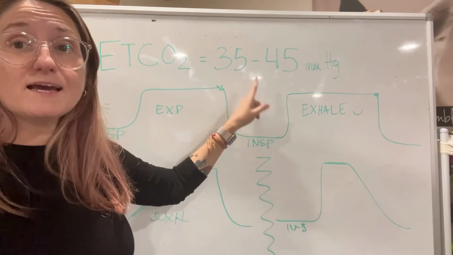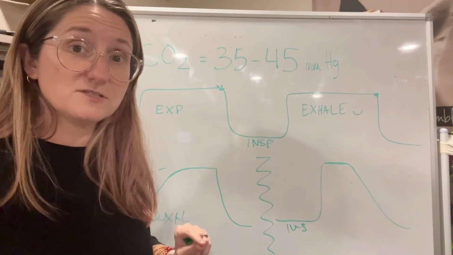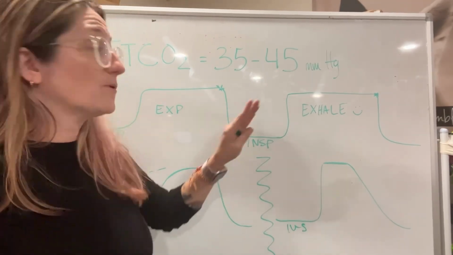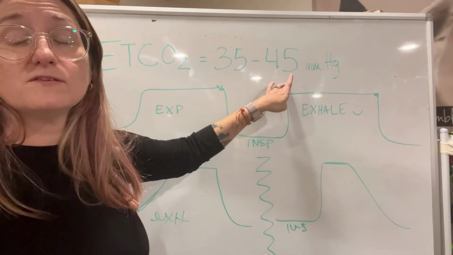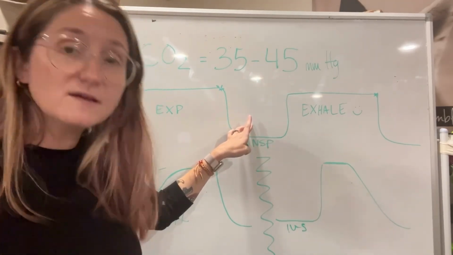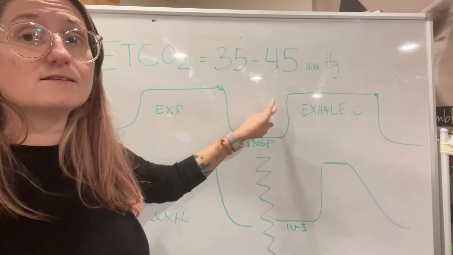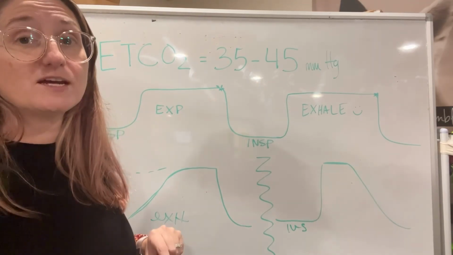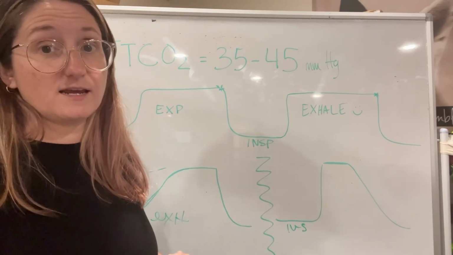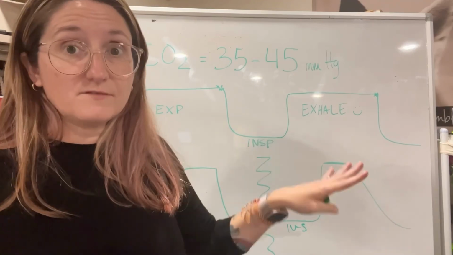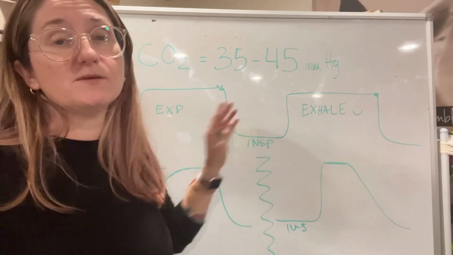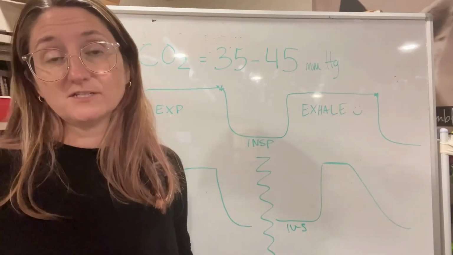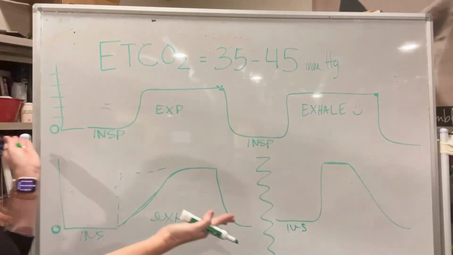Also, if you see a big decrease in your end-tidal CO2 while under anesthesia, where you're going at 45, maybe even 50, and then you just get a big drop in your end-tidal CO2, that is an indicator that your patient is not doing well, and it can be an early indicator of cardiac arrest. So we want to make sure that we're keeping an eye on these waveforms and these end-tidal CO2 numbers. All right? Hopefully that helps.